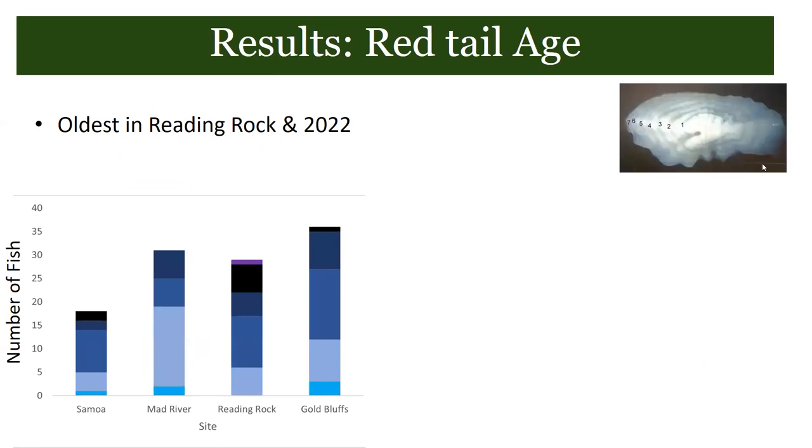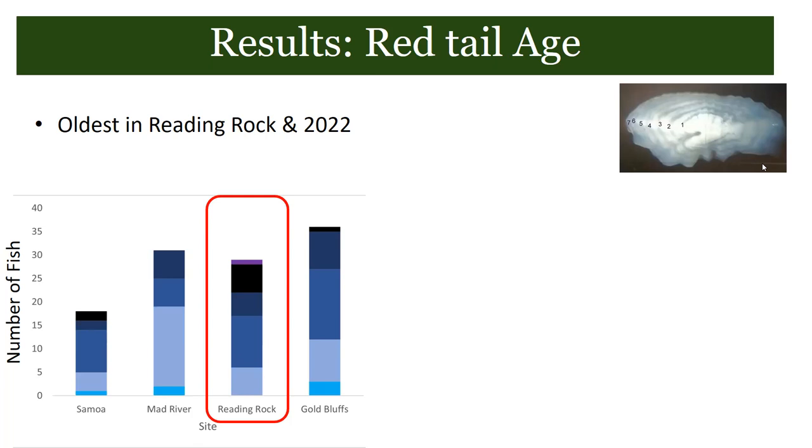Finally, let's look at age. And this time they're stacked bar plots. You have site on the x-axis again, and number of fish on the y-axis. And it goes from baby blue, meaning younger ages, which is 1 year olds, all the way to purple, which means 6 year olds. And what we found was that Reading Rock, that farther site, had the oldest fishes. The 6 year olds were only present in Reading Rock. But if you look at all of the four sites, we had fishes that were from 1 to 6 years old with a large mode of between 3 and 4 year olds.